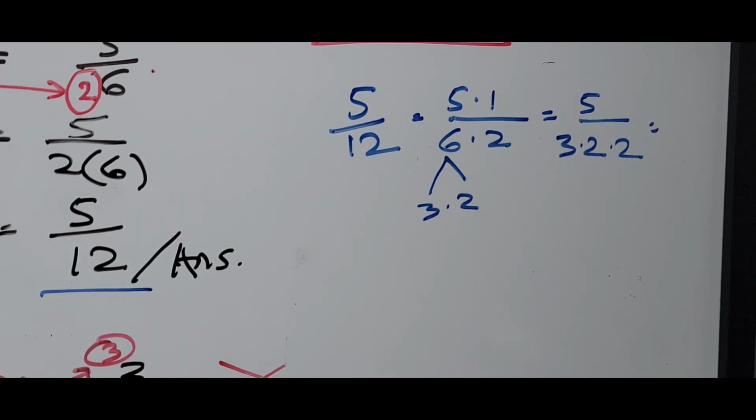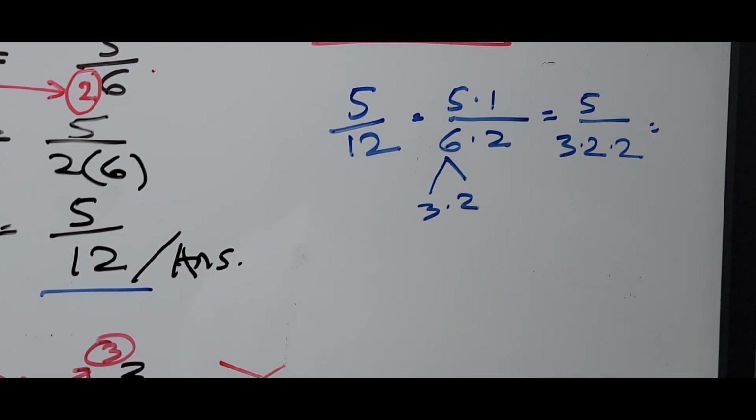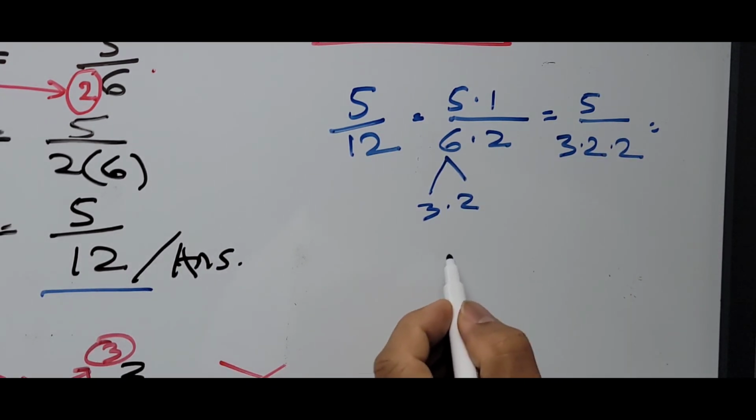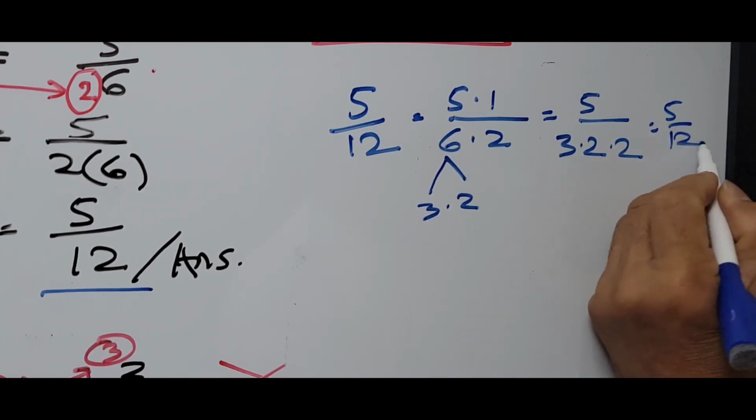Alright, so what comes up now? Can you cancel any of these numbers, the numerator and the denominator? There's no way you can cancel that. So that's why 5/12 is the final answer.